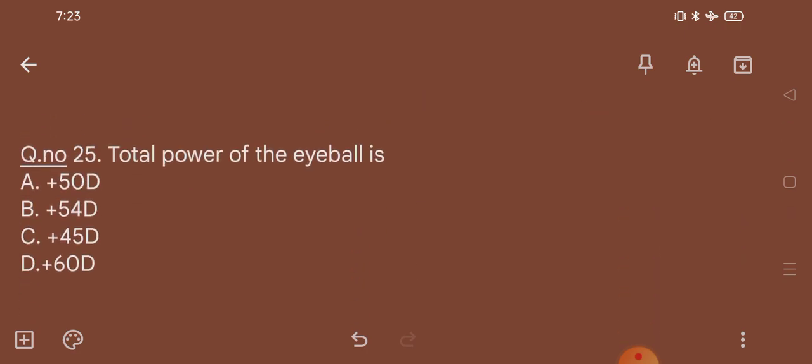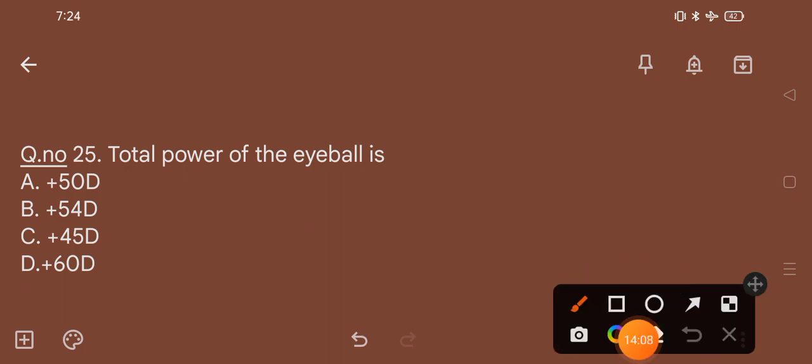Question number 25: total power of the eyeball is option A +50 diopter, option B +54 diopter, option C +45 diopter, and option D +60 diopter.